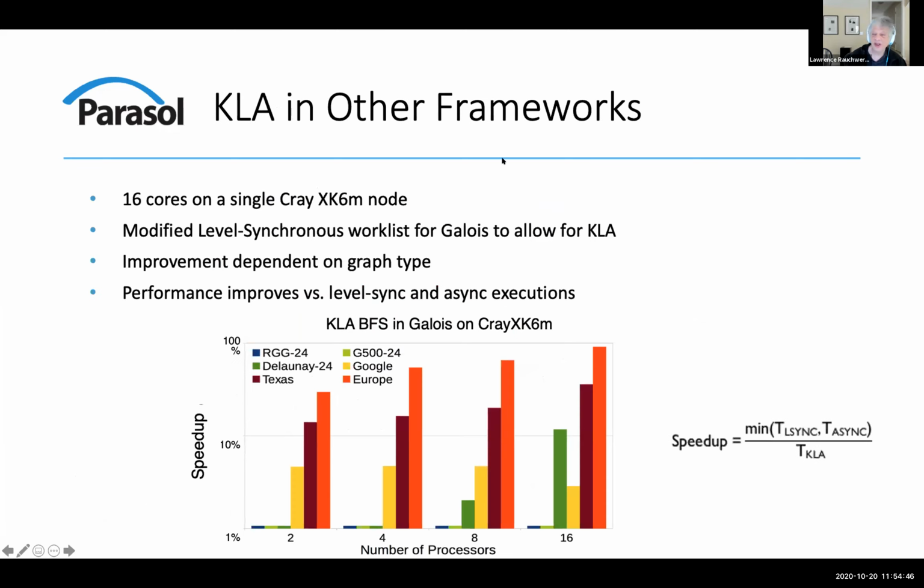We used KLA also in other frameworks. That was courtesy, actually, of a reviewer, who said, can you use it in some other places? Of course, we can use it outside Stapel and outside SGL. So we actually did a modified level synchronous work list for Galois, the system that comes out of UT, to allow for this scheme, the KLA schemes. These are the improvements depending on the graph type. So these are the various types of graphs, and these are the improvements.